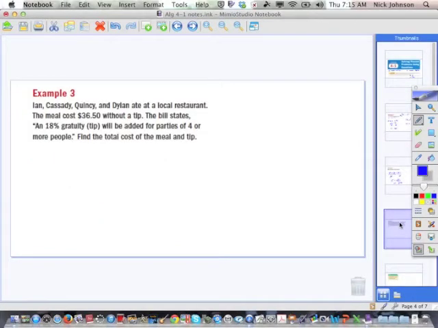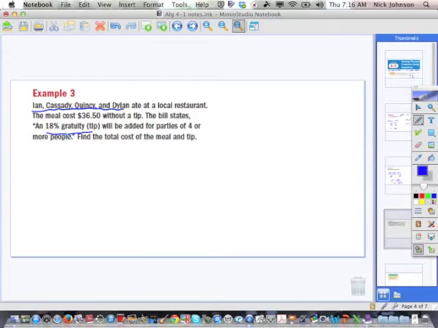Example 3 says, Ian, Cassidy, Quincy, and Dylan ate at a local restaurant. The meal costs $36.50 without a tip. The bill states an 18% gratuity tip will be added for parties of 4. Do we have a party of 4? Yes. That means we have to pay the 18% gratuity. There's no choice, you have to pay it. You have to watch that sometimes when you go to restaurants. Find the total cost of the meal and tip.